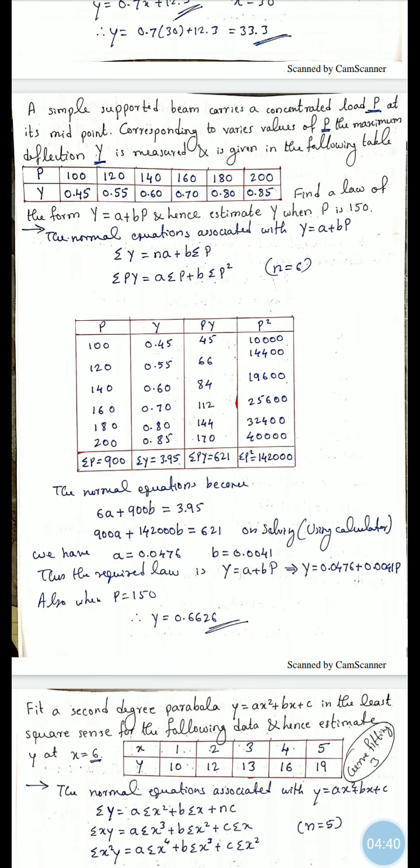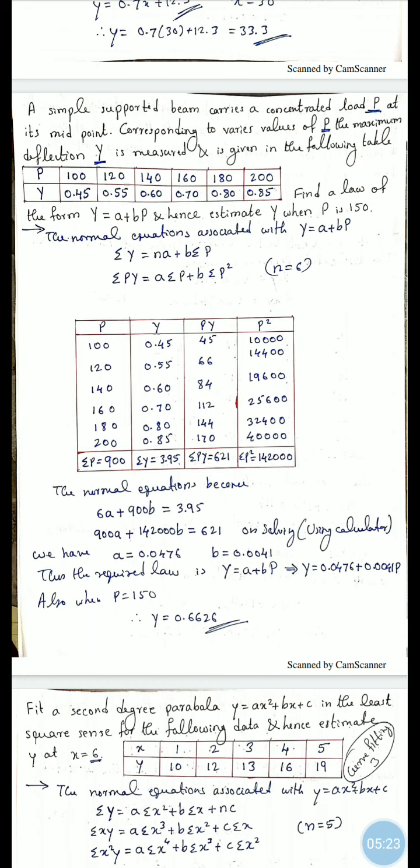So next question: a simply supported beam carries a concentrated load P at its midpoint. Corresponding to various values of P, the maximum deflection Y is measured, given in the following table. P row is 100, 120, 140, 160, 180, 200. Y row: 0.45, 0.55, 0.60, 0.70, 0.80, 0.85. Also find the law of the form y equal to a plus bP, and hence estimate y when P is 150.